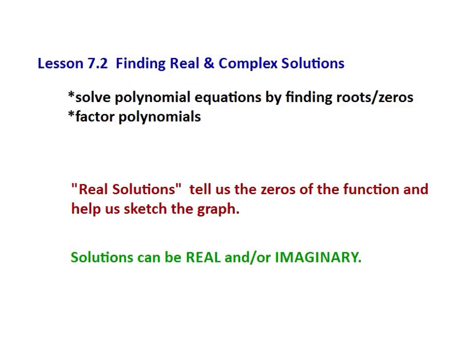Two important facts. First, these real solutions to a polynomial equation tell us the zeros of the function. And if you think back to one of our previous lessons, those zeros are the x-intercepts. It's where the graph crosses the x-axis. And that helps us sketch the graph.